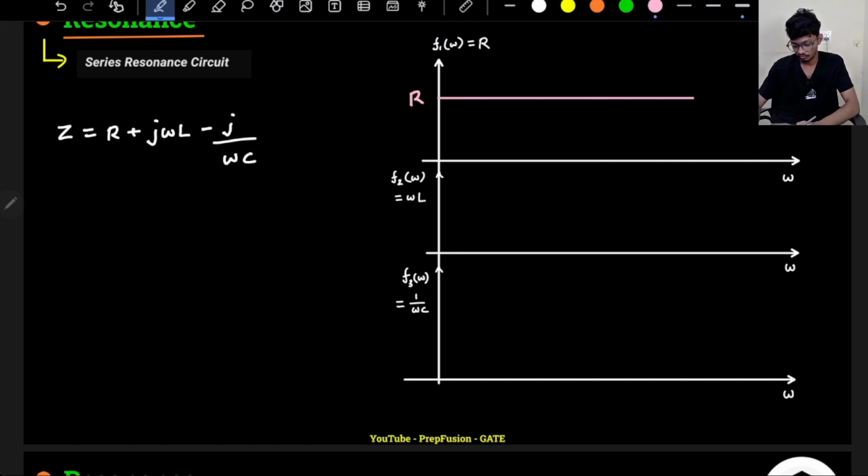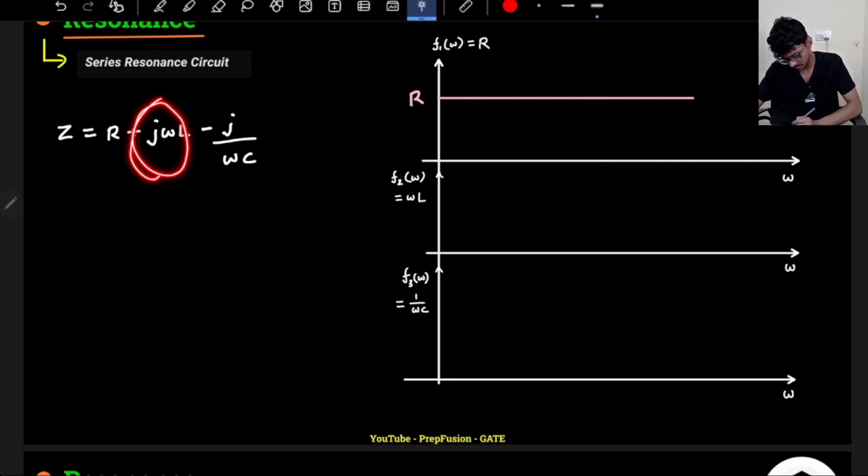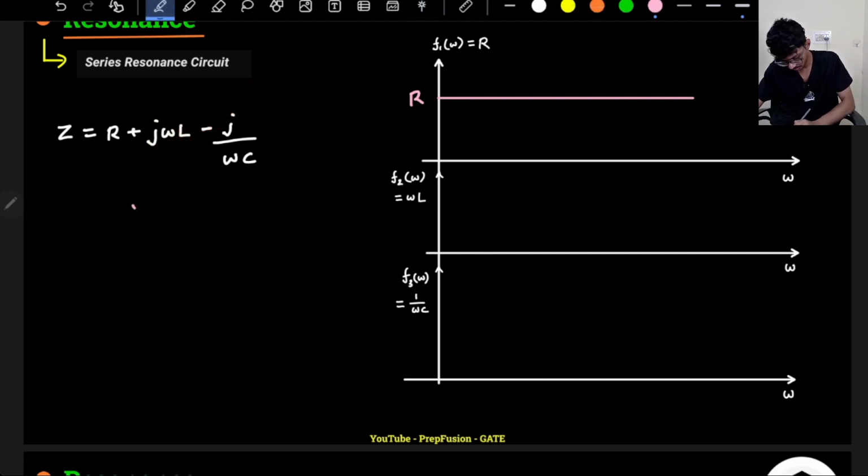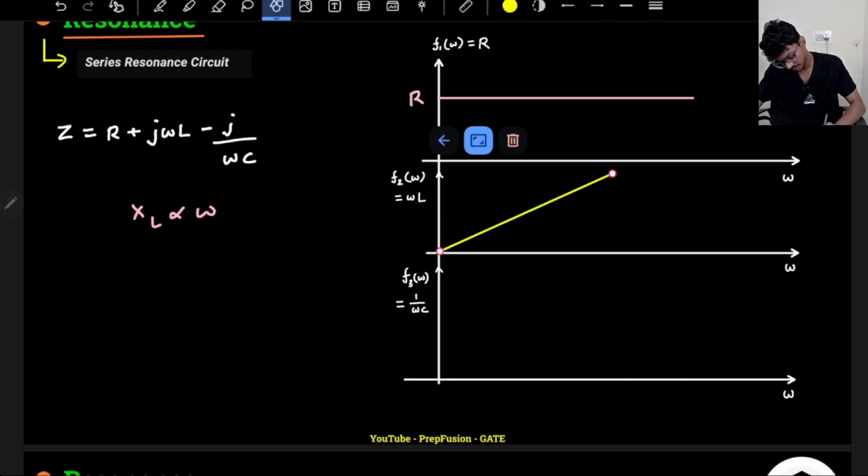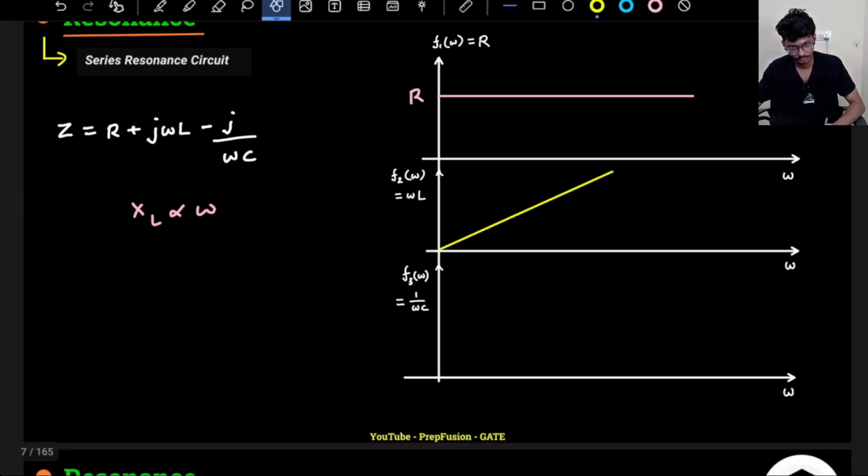What about the inductance? If I increase my frequency omega, omega L increases linearly, because XL is directly proportional to omega, correct? It is varying linearly. So if I increase my frequency, my inductive reactance increases linearly, correct?